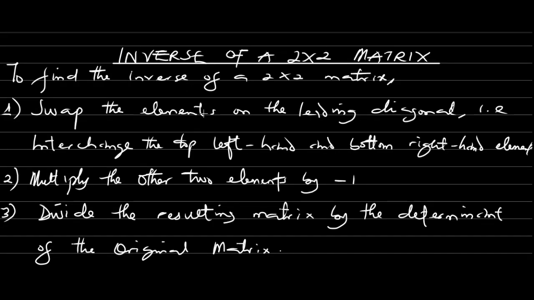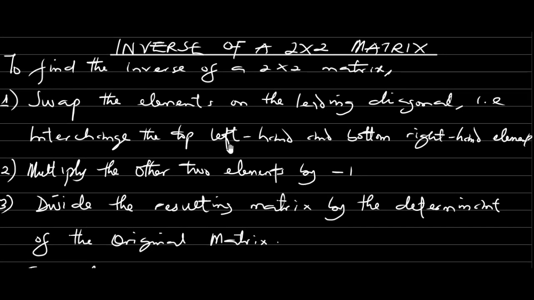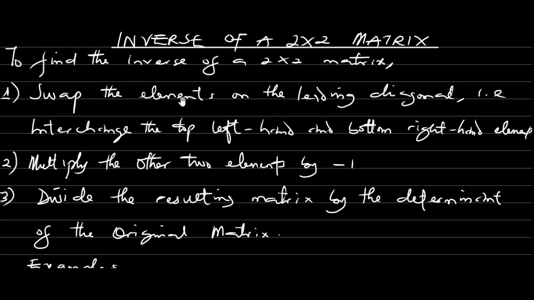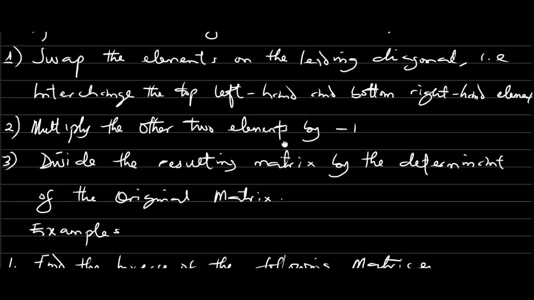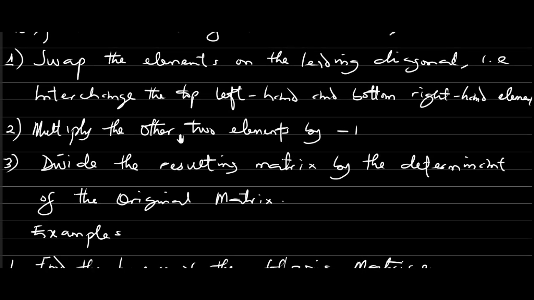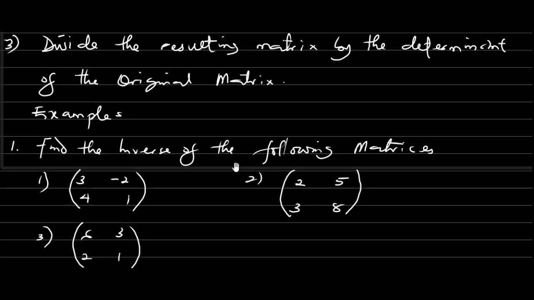So how do we find the inverse of a 2 by 2 matrix? To find the inverse of a 2 by 2 matrix, number 1, swap the elements on the leading diagonal. That is, we interchange the top left hand and the bottom right hand element. Then number 2, we multiply the other two elements by -1, and 3, divide the resulting matrix by the determinant of the original matrix, meaning that we need to find the determinant of the original matrix.